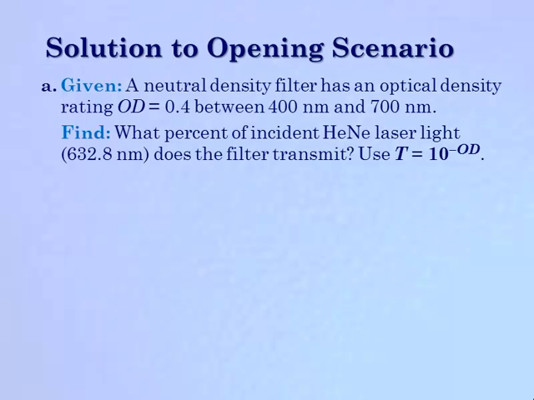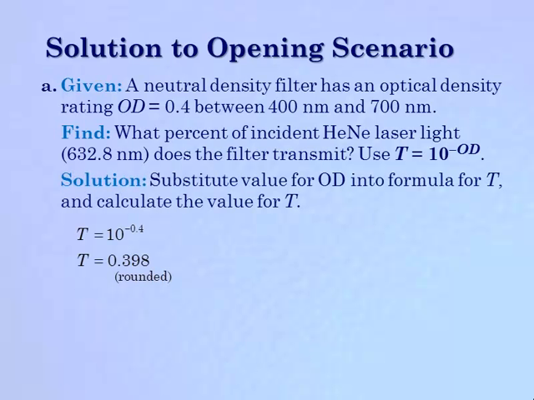Let's now look at the solution to the opening scenario. We're now ready to tackle that problem. So a neutral density filter has an optical density rating of 0.4 between this wavelength range. What percent of our helium neon light, which is in that range, does that filter transmit? We can use our expression T is equal to 10 to the minus OD power, where we substitute the value for OD into the formula, 10 to the negative 0.4, that's our OD value, and we can evaluate that as 0.398 rounded.